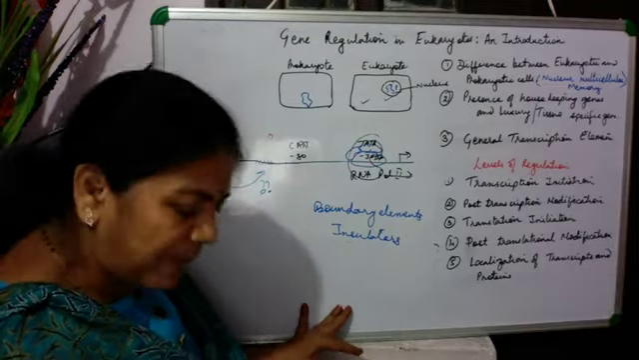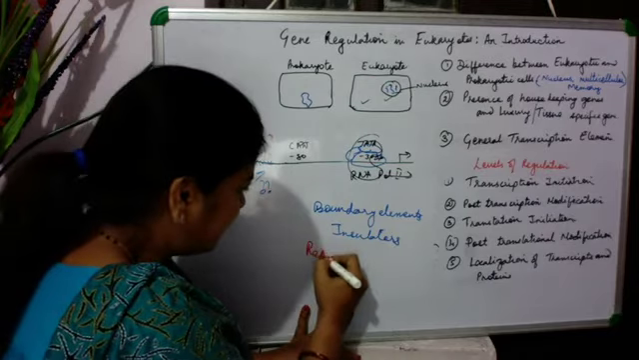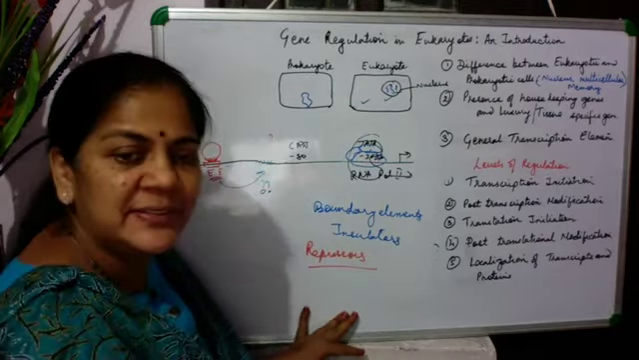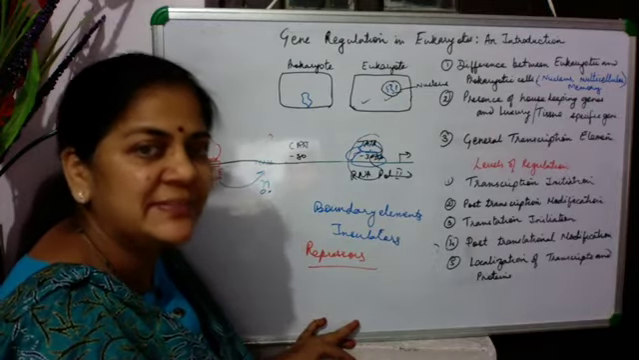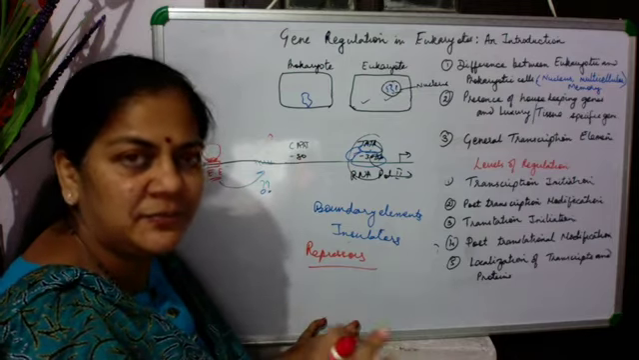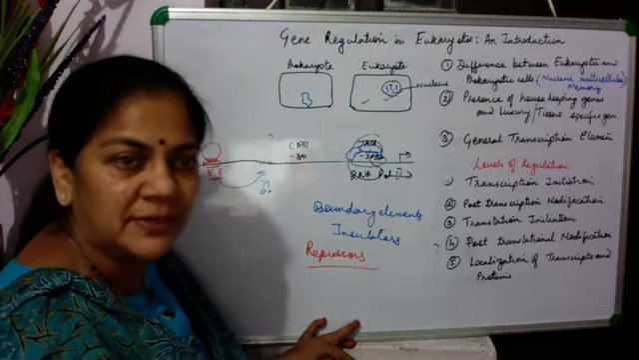Now, apart from these enhancers, there are repressors, and as the name suggests, they repress the expression of a gene. There are co-repressors, there are co-activators. So these are all an additional set of factors which help in fine-tuning of the gene regulation.